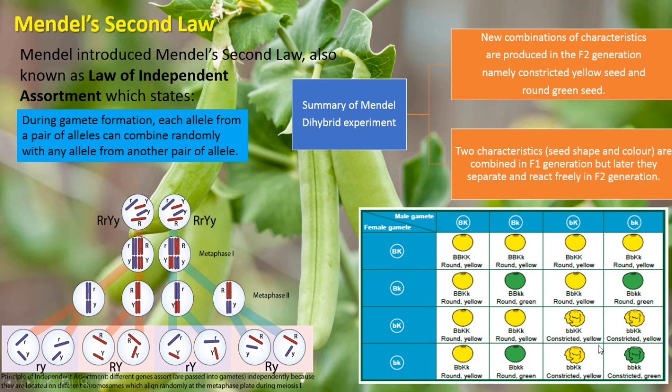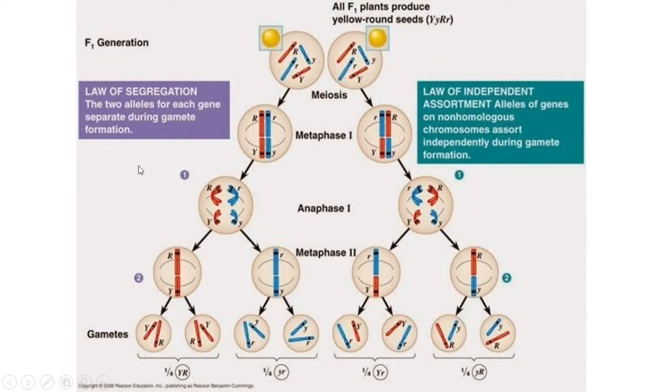Okay, round dominant, green recessive. Okay, ataupun constricted recessive, yellow dominant. So ini adalah kombinasi yang baru, dia kombinasi karakteristik yang baru yang ada dalam F2 generation. Okay, dan yang ni constricted and green adalah sama seperti induk asal tadi. So this is the conclusion of Mendel's first law. This is Mendel's first law, law of segregation, and this is Mendel's second law.